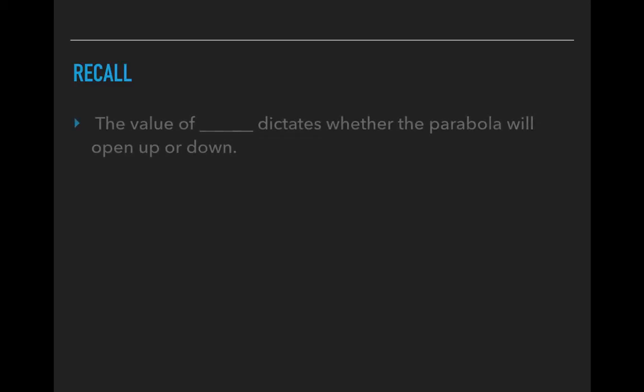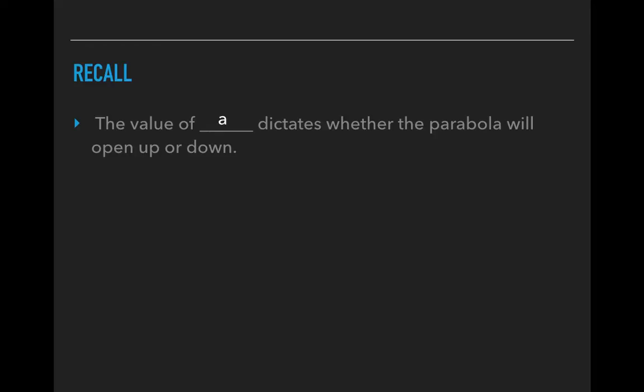So let's get started with remembering a little bit of information from our last lesson. The value of what dictates whether the parabola will open up or down? What is it in that standard form that will dictate if it opens up or down? That is your A value. If A is positive, you'll have a happy parabola, because positive means happy, and it'll be opening up. If A is negative, when you're negative, you're sad, and you frown, and so it'll look like a sad downward facing parabola.